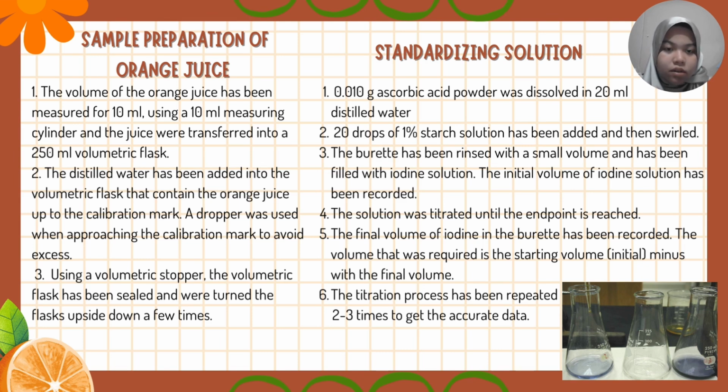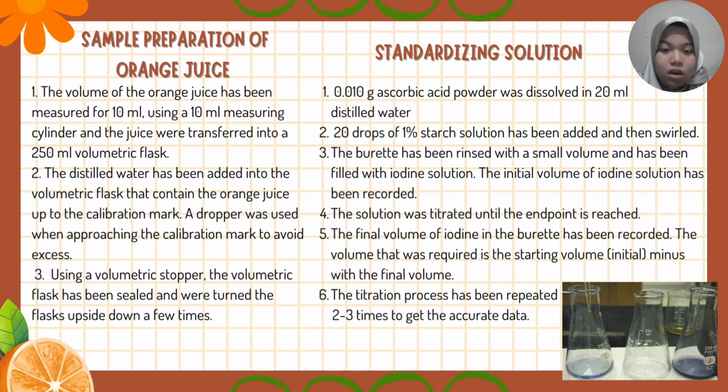The initial volume of iodine solution has been recorded, and then the solution was titrated until the end point is reached. The final volume of iodine in the burette has been recorded. So the volume that was required is the starting volume or initial volume minus the final volume. Lastly, the titration has been repeated 2 till 3 times to get accurate data.